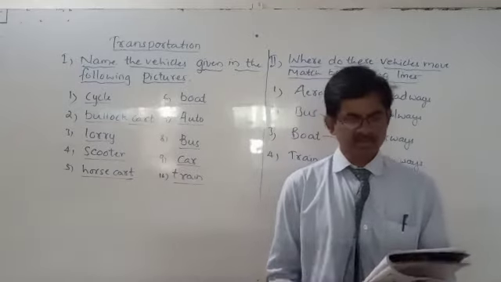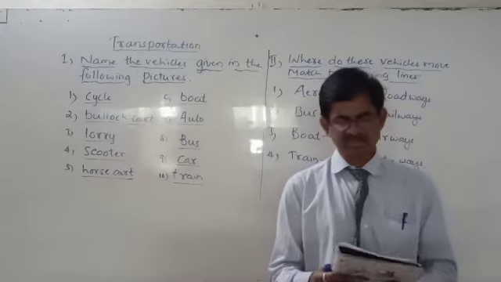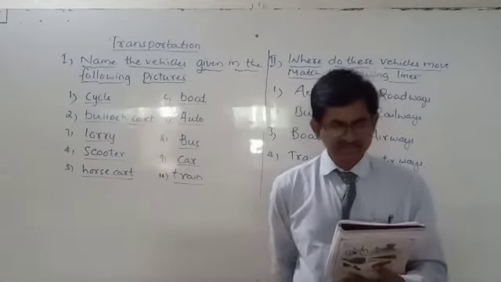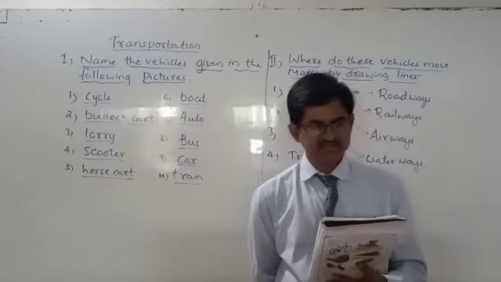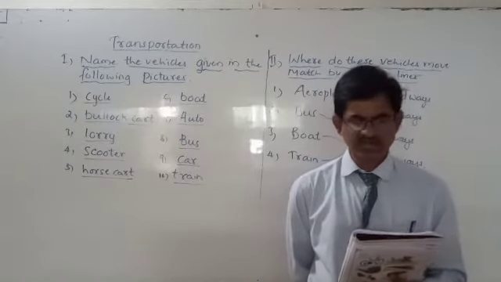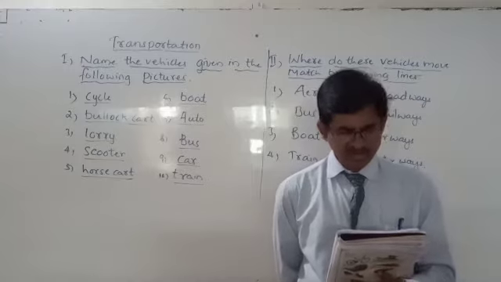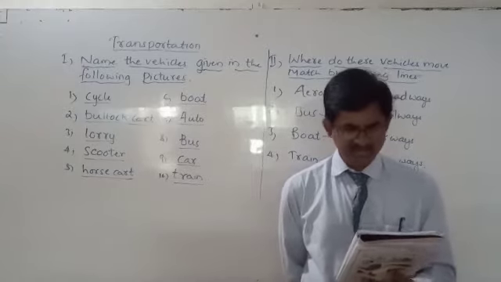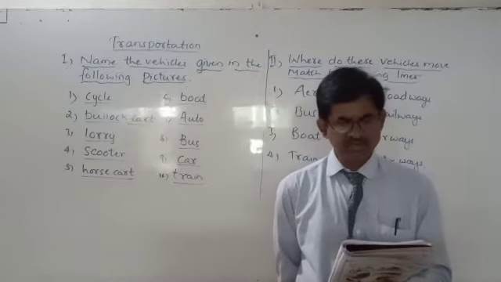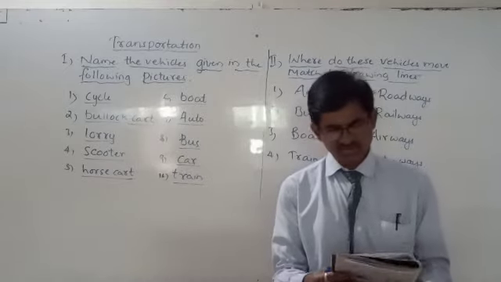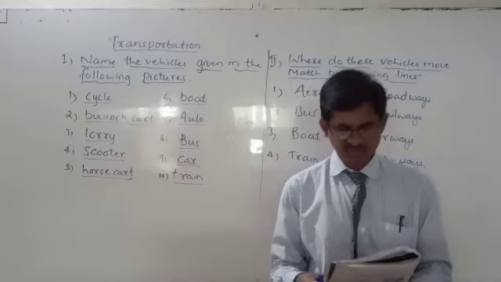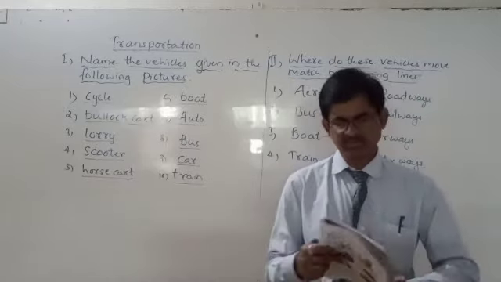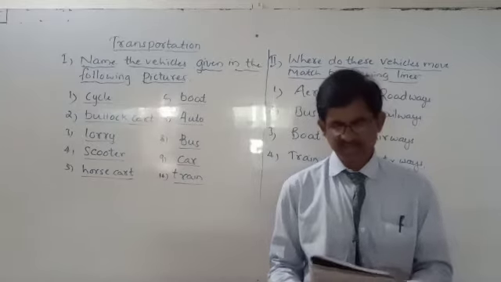Vehicles and people moving from one place to another place is called transportation. You can see the vehicles. They are moving. You can see the bullock cart moving, the lorry moving, and the boat moving on the water. And you can see the railway, bus, and auto, all moving here. You can see the horse cart here moving. So these are all vehicles moving from one place to another, carrying the packages and the people.